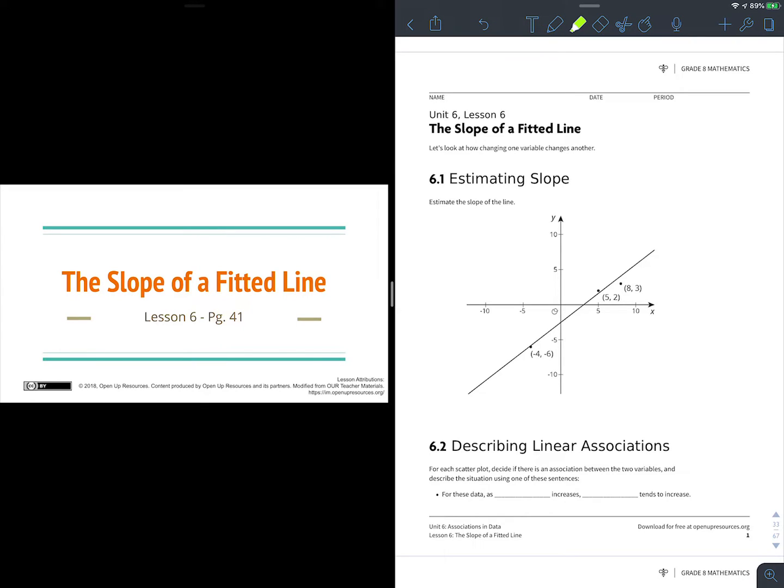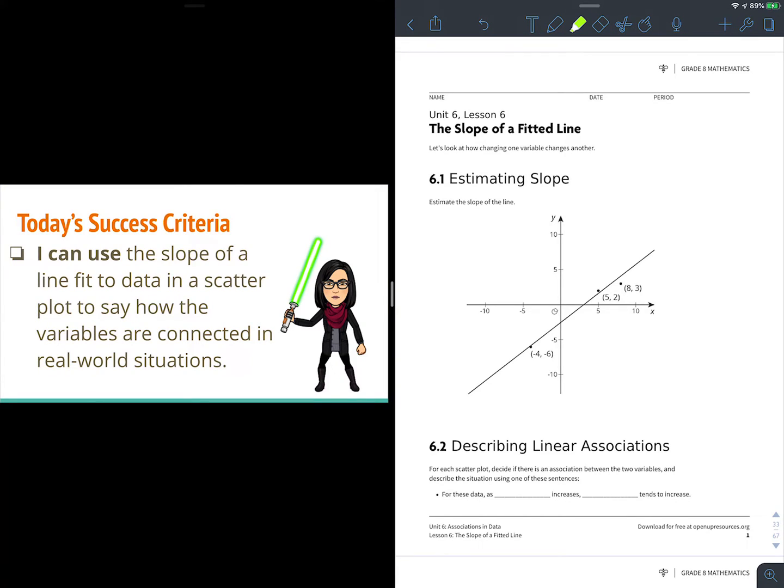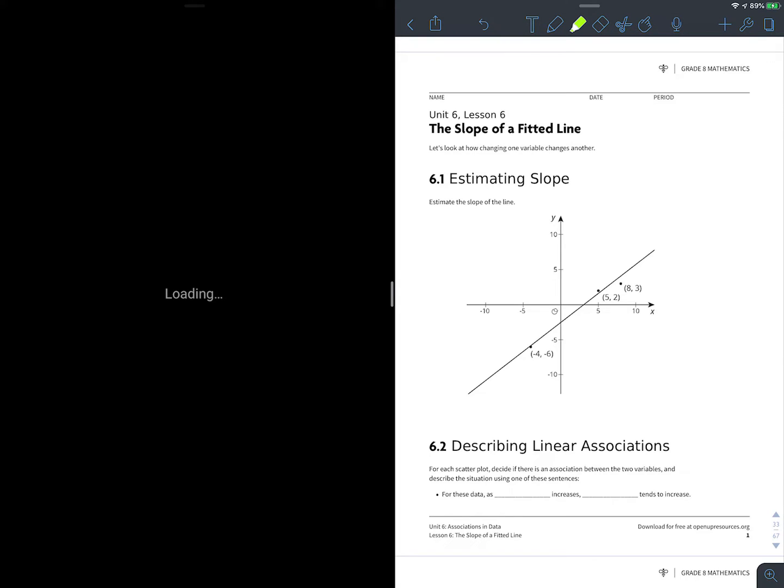Lesson 6 talks about the slope of a fitted line. We're going to be looking at how changing one variable changes another. The success criteria is to use the slope of a line fit to data in a scatter plot to say how the variables are connected in terms of real-world situations. We're going to start by revisiting slope from previous units, and we're just going to look at estimating the slope of a line.